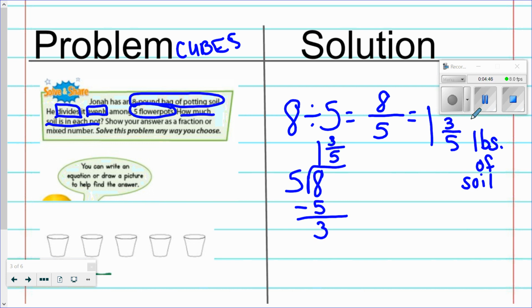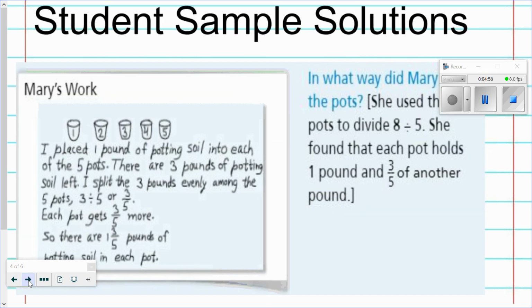So let's go ahead and look at how we could have solved this. I did not use the pictures of the flower pots to help me because I was able to use the division expressions to do that. So let's look at how some other people solved it.